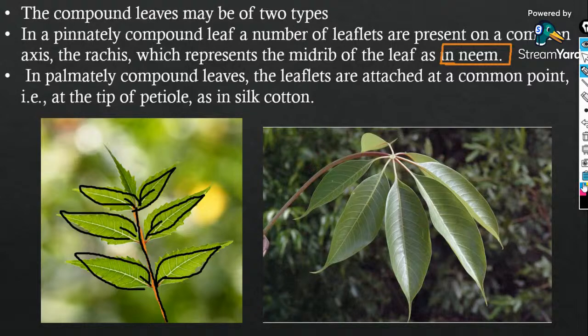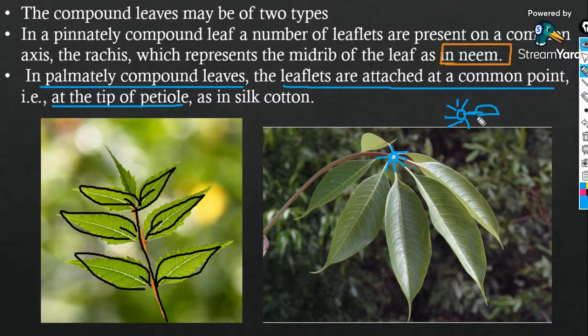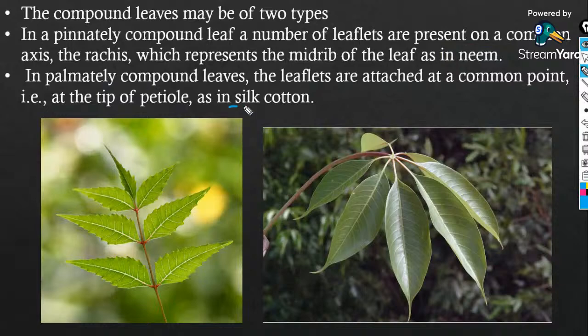But in case of palmately compound leaf, the leaflets are attached to a common point at the tip of the petiole. Look, this is the petiole. At the tip of the petiole, all leaflets are attached. Leaflet would be here, leaflet would be here. Clear? For everybody, is it clear? Palmately compound leaf will be seen as in the silk cotton.